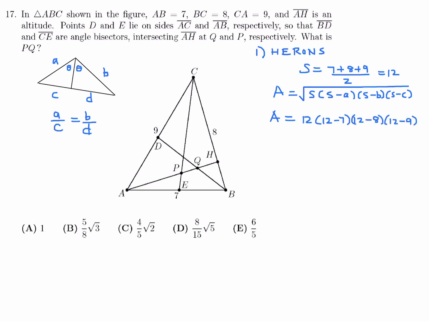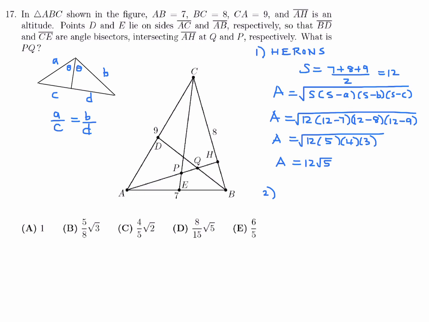So this basically becomes A is equal to 12 times 5 times 4 times 3. And that is simplified 12 root 5. So we got the area of that big triangle. Now step number 2. We have to try to get the value of AH.